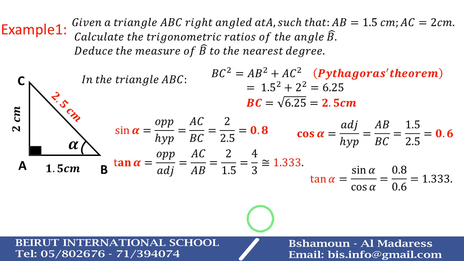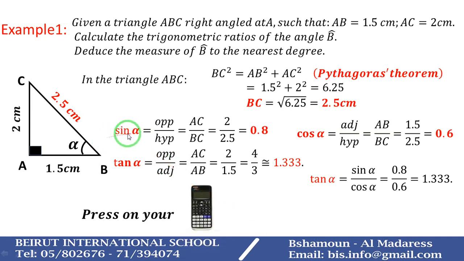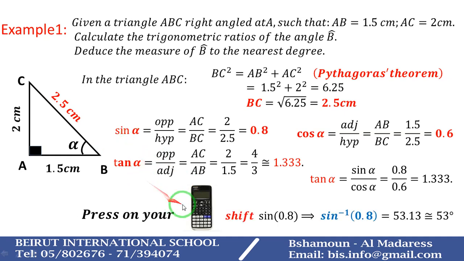Now, how can we know the measure of the angle alpha in degrees? All you have to do is use your calculator. Start with sine alpha. Press shift, sine, and put the answer, 0.8. It will give sine to the power minus 1 of 0.8. It will be 53 degrees approximately. And you can do the same for cosine or tangent: press shift, cosine, 0.6, and we'll have the same measure in degrees, and also for tangent.